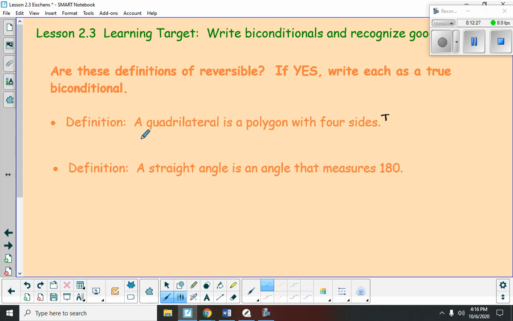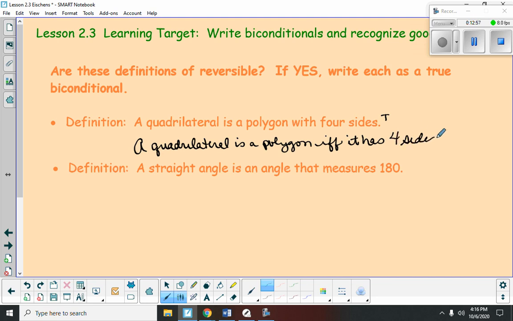So what we could do then is say a quadrilateral is a polygon if and only if it has 4 sides. All right, the next one.